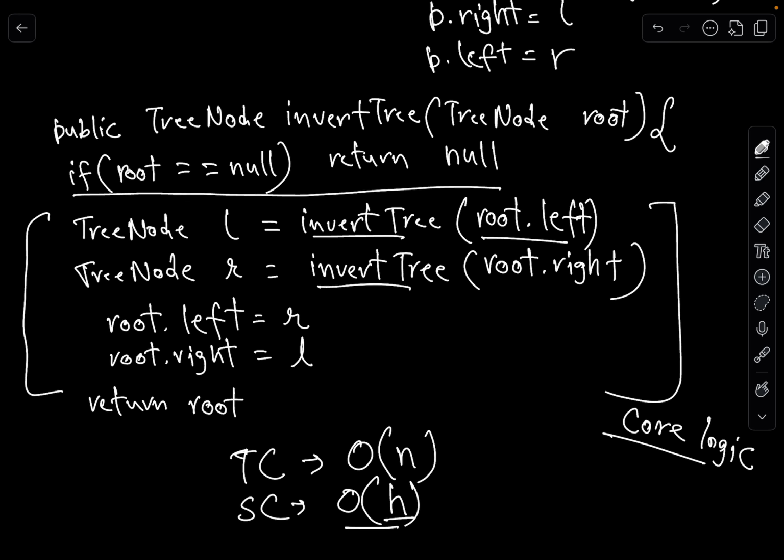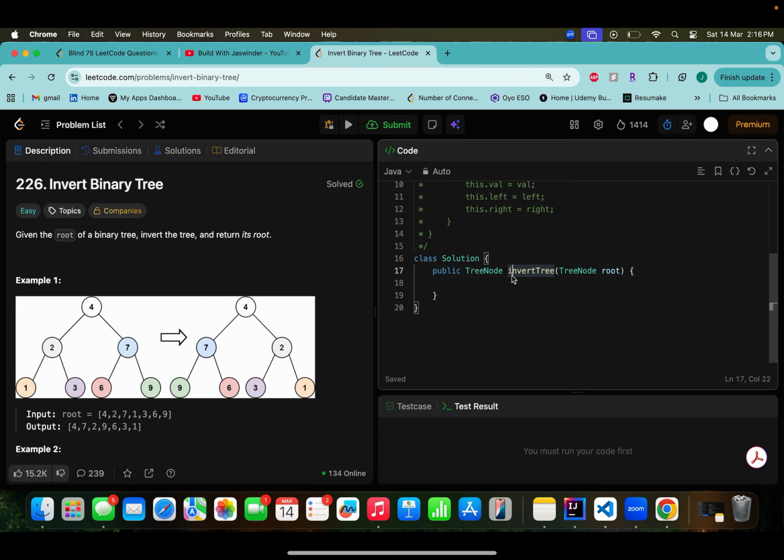Now I'll show you the same problem on the Leetcode website and we can see how to solve it there. So first I need to write the base case. The base case would be if root is null, then we just have to return null. And now we have to say please invert the left subtree of my root node. Then I'll say please invert the right subtree of my root node.